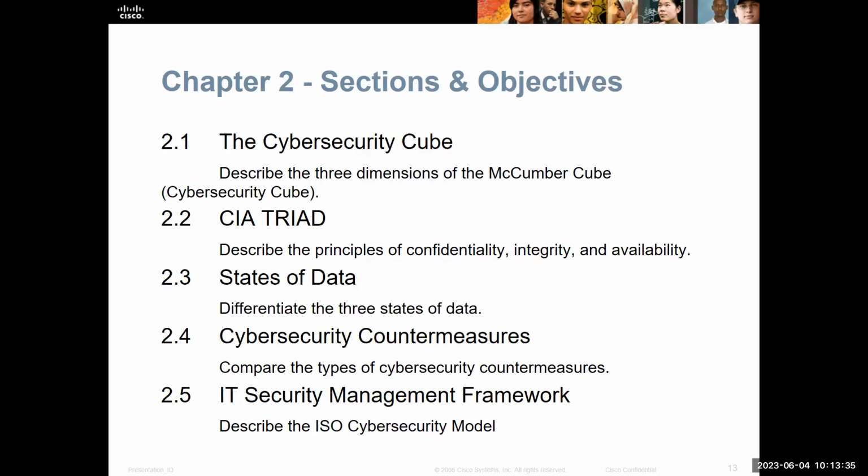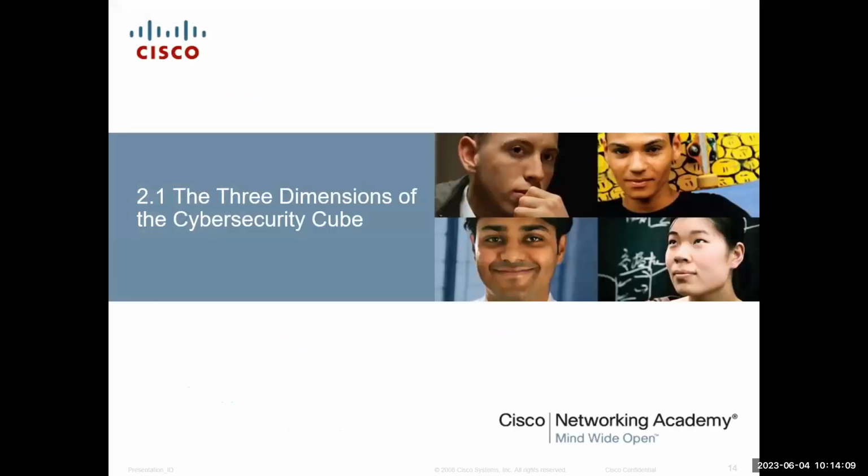Okay, and then we shall also discuss different states of data and differentiate the 3 states of data. Then cybersecurity countermeasures. We are going to compare the types of cybersecurity countermeasures. And then lastly, we shall discuss the information technology security management framework. In that, we are going to describe the International Standard Organization cybersecurity model, the ISO model. So this is what we are looking forward to achieving in this chapter.